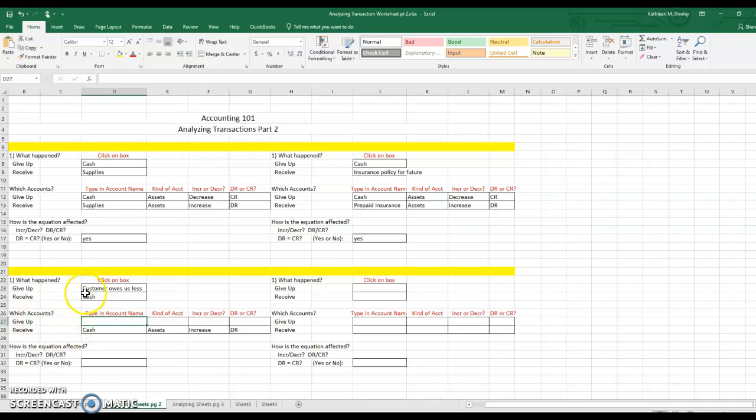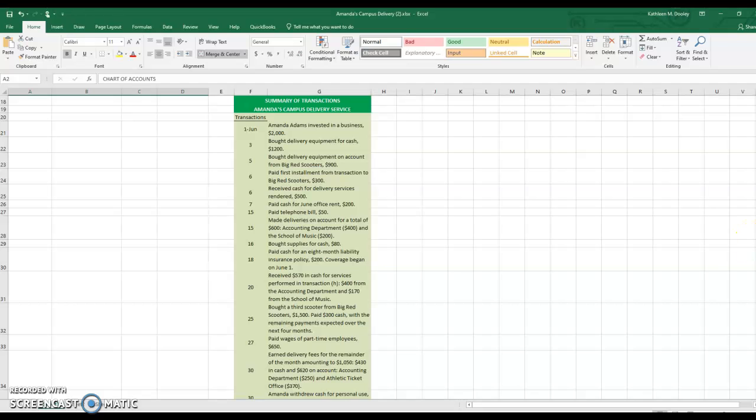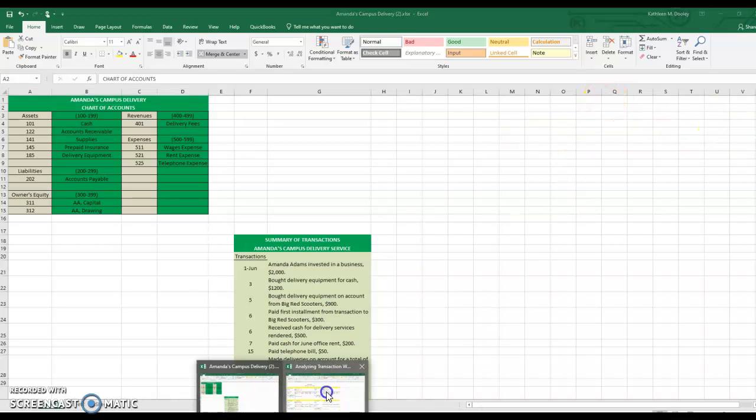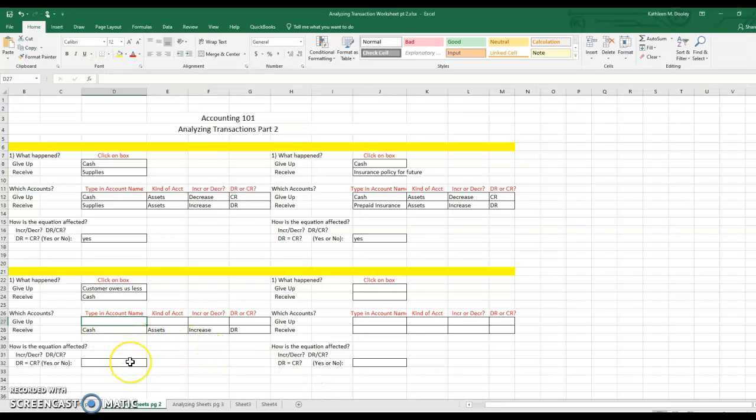So under the give up, the customer owes us less. Whenever the customer owes us, the account we're going to use is accounts receivable, and again, we can put A/REC. It is an asset. We own that money that's in the customer's pocket. It's just not in our hand.